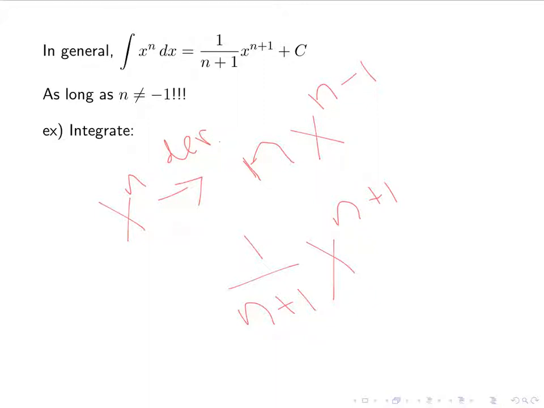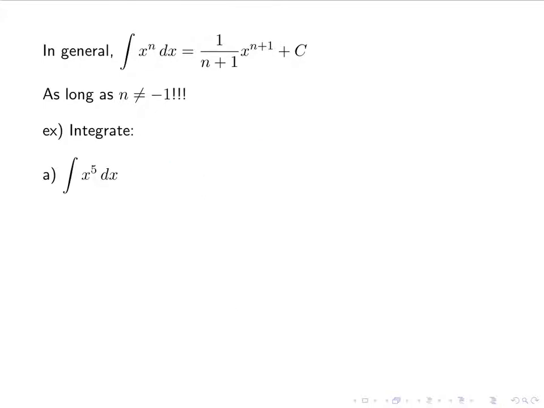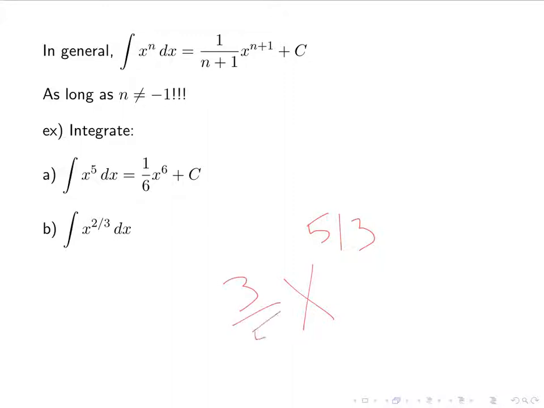Okay, so now let's try some examples. The integral of x to the 5th dx. So again, I need to add 1 to my exponent. So my new exponent is going to be x to the 6th. And then instead of multiplying, I divide. And then I add my constant. Integral of x to the 2/3 dx. Again, I add 1, so 2/3 plus 1 is 5/3. And then remember, I'm going to be dividing by a fraction, but that is multiplying by the reciprocal. So whenever my exponent is a fraction, I want to multiply by the reciprocal and add c.